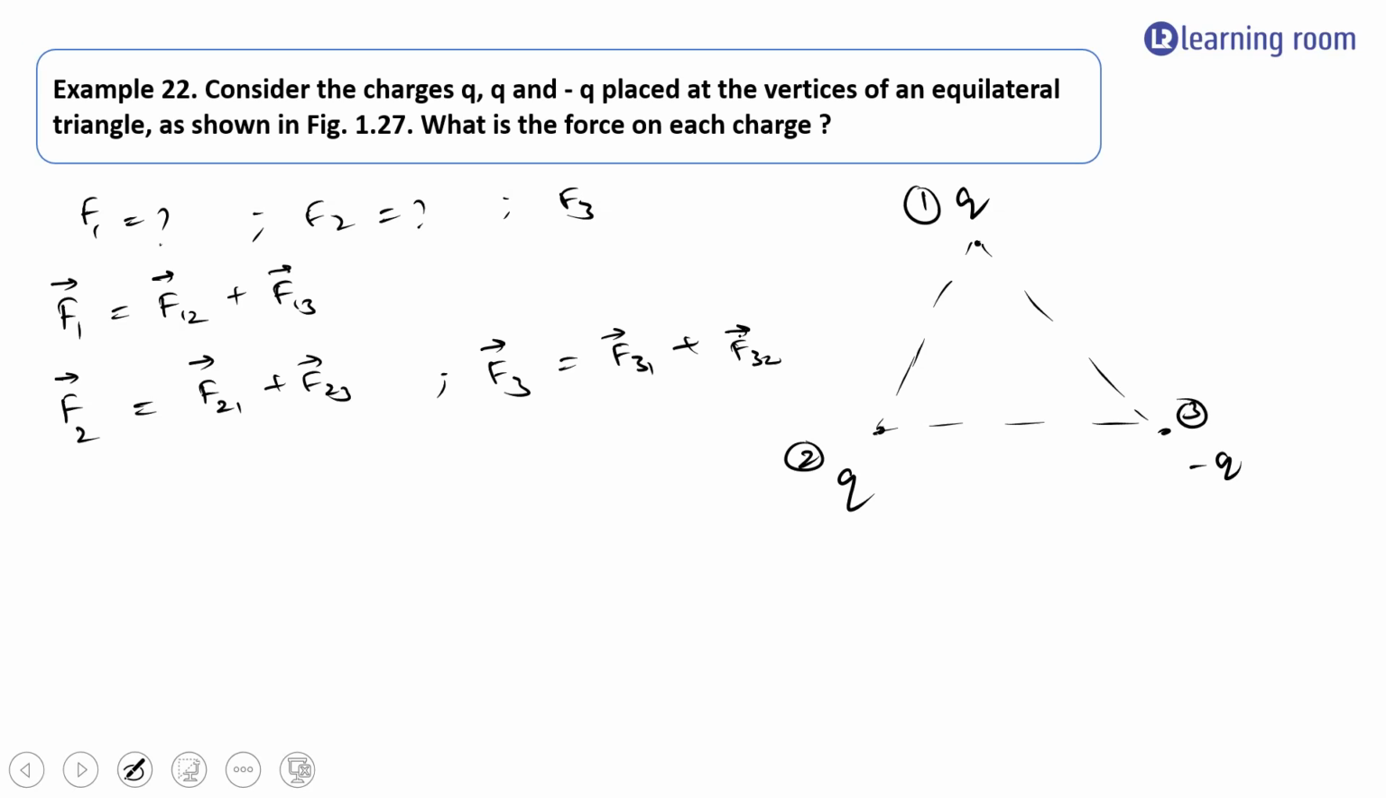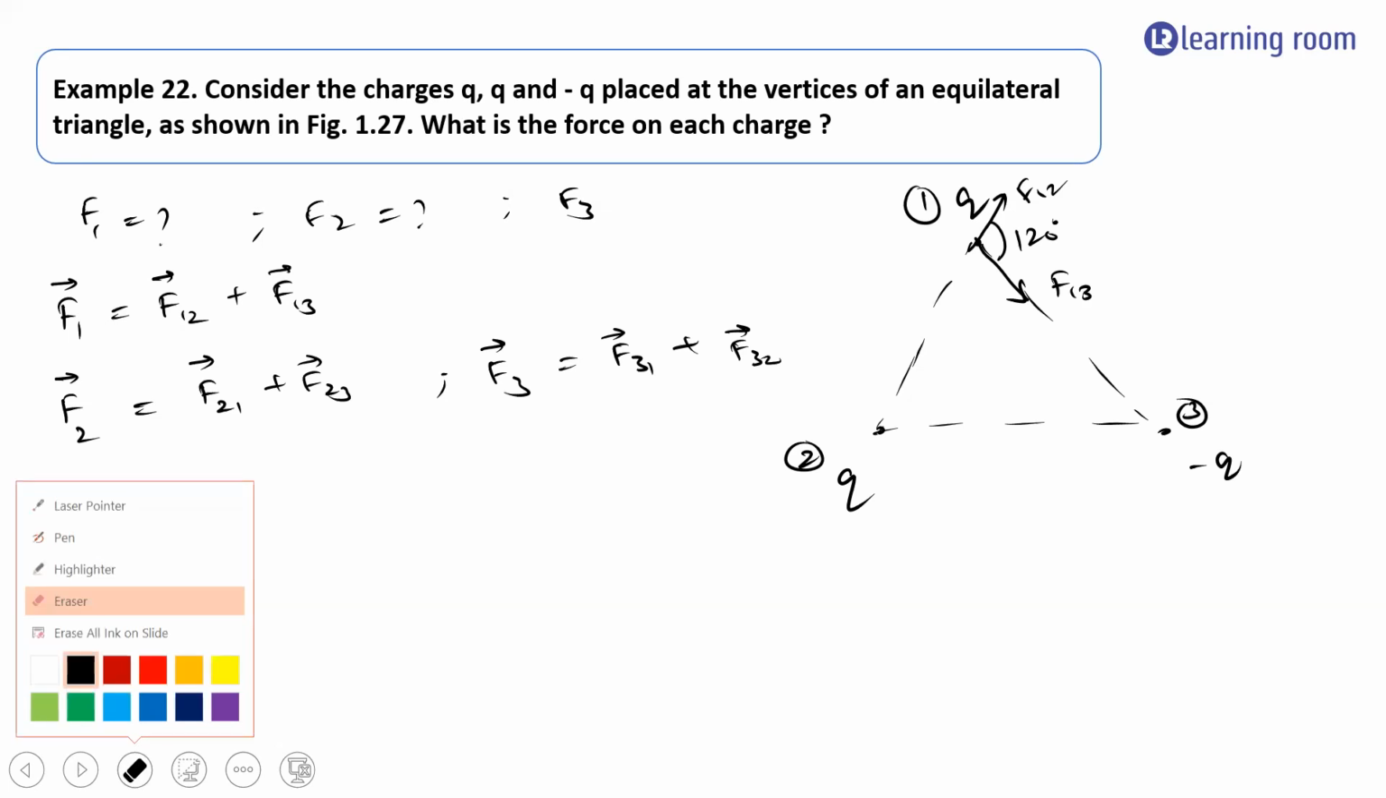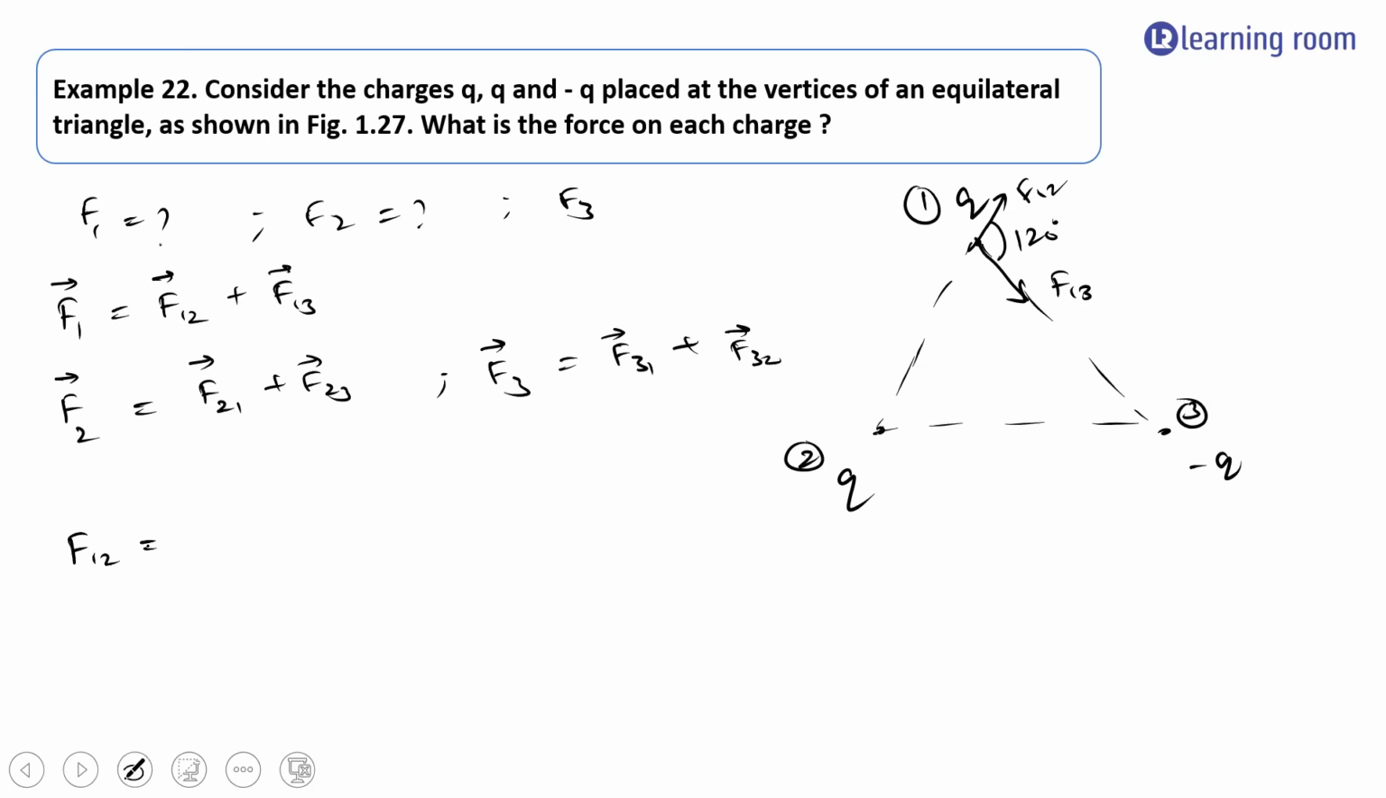So, what is the value of F12? Can you tell me? So listen, F12 is in this direction. F13 is in this direction. So what is the angle between both? 120. So the angle here is going to be 120 degrees. So what is the value of F12? Can you tell me only the magnitude of F12?